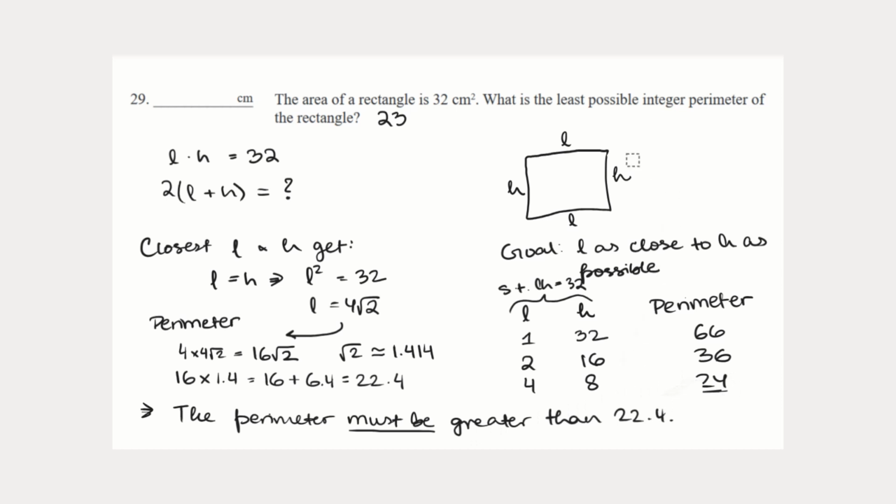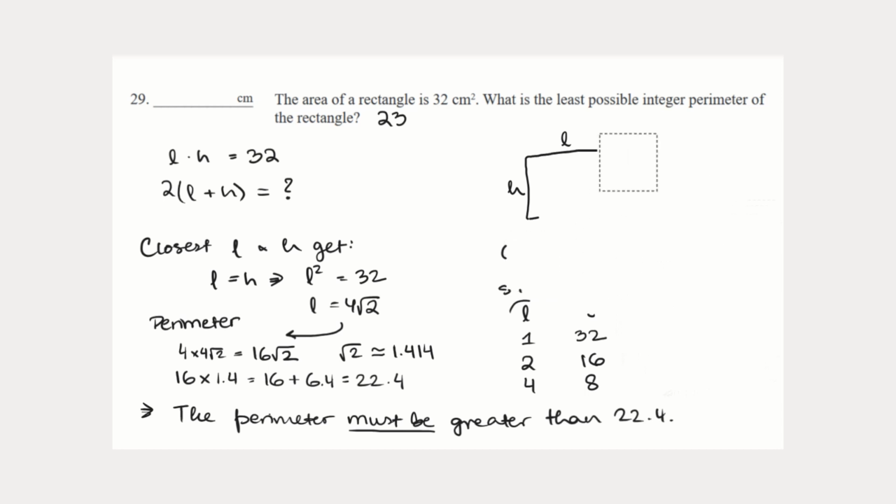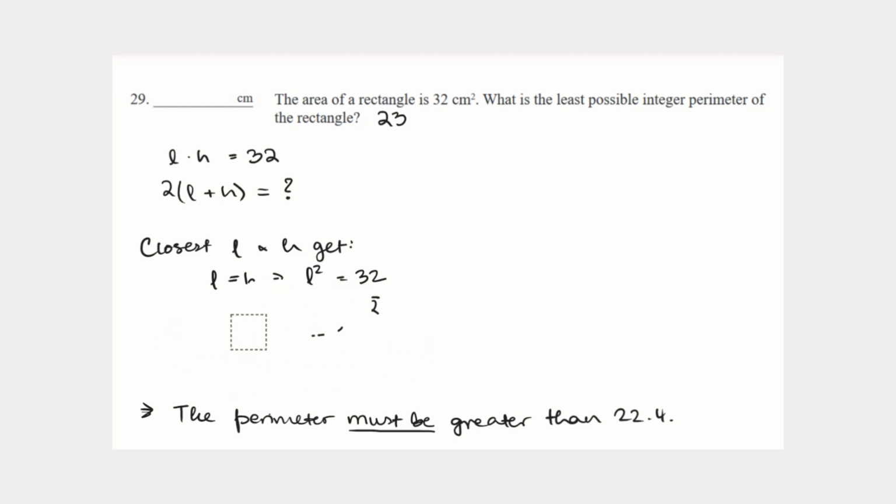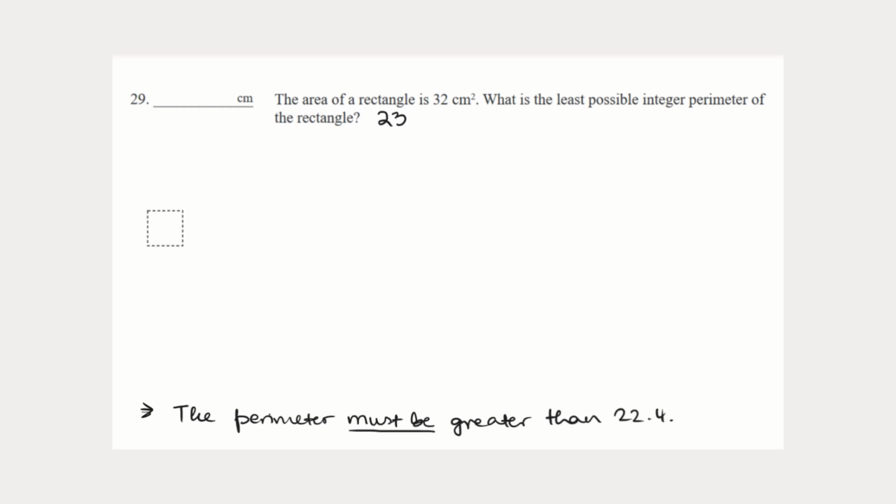So one thing very important to realize while I'm doing this is we're only being asked about having the least possible integer perimeter of the rectangle. We're not being asked for the sides to be integers. They will have to sum to something that has a denominator of 1 or 2 so that this perimeter turns out to be an integer. But the sides aren't required to be integers.